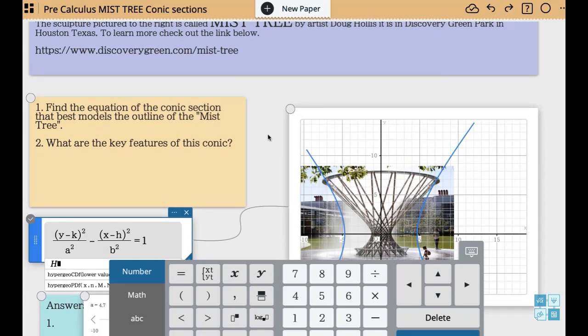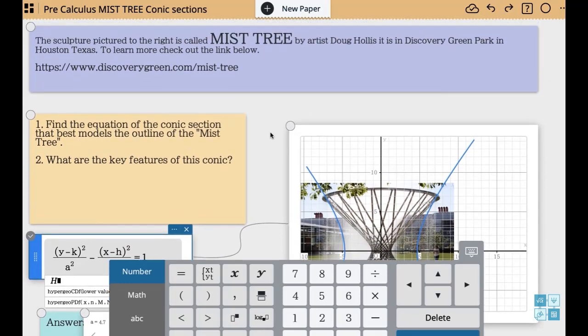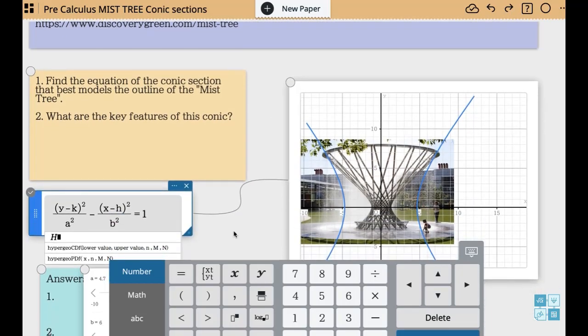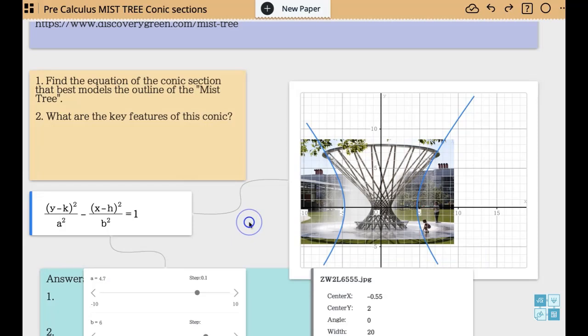There's a couple of other sculptures by Doug Hollis in the park. I'll probably do a video on one of those, including the Whisper Room, a very nice little whisper chamber that is outside. So let's have a look at this conic section.